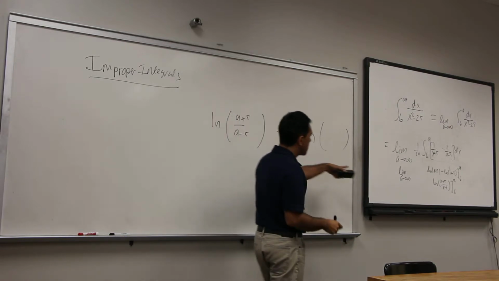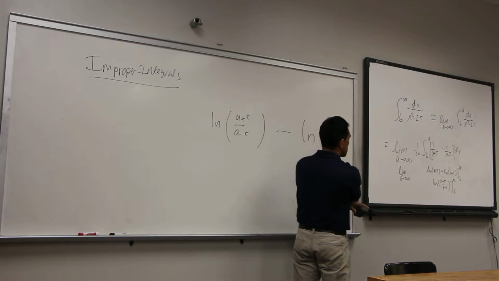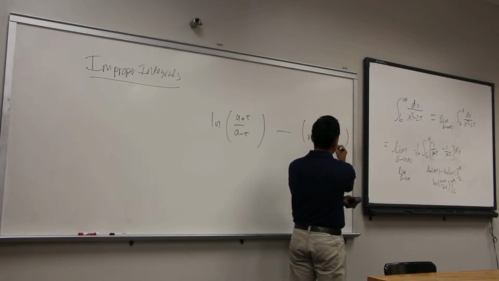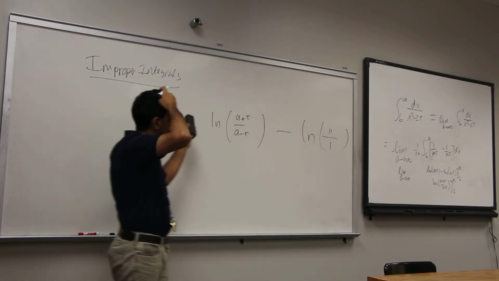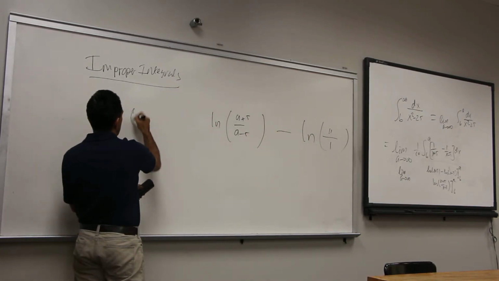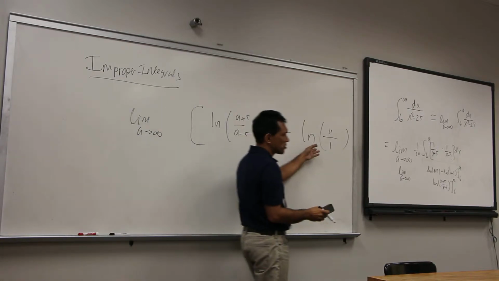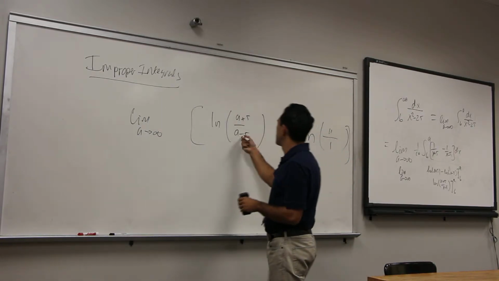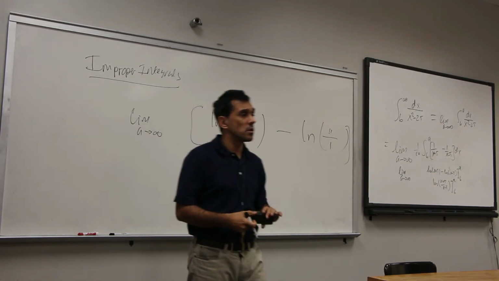And here, what do we get? ln of 11 over 1. And then we're going to let a go to infinity. Now, this one's not going to change. What's this one? As a goes to infinity, what does ln of a plus 5 over a minus 5 go to?